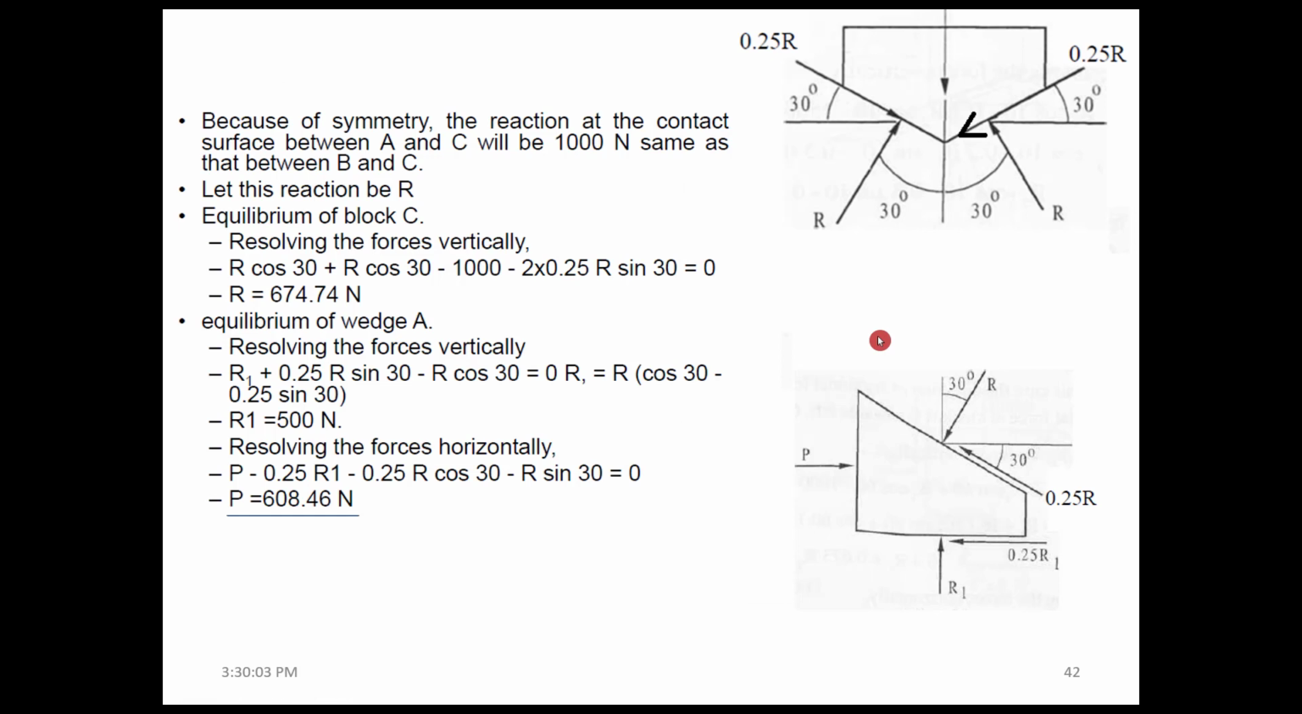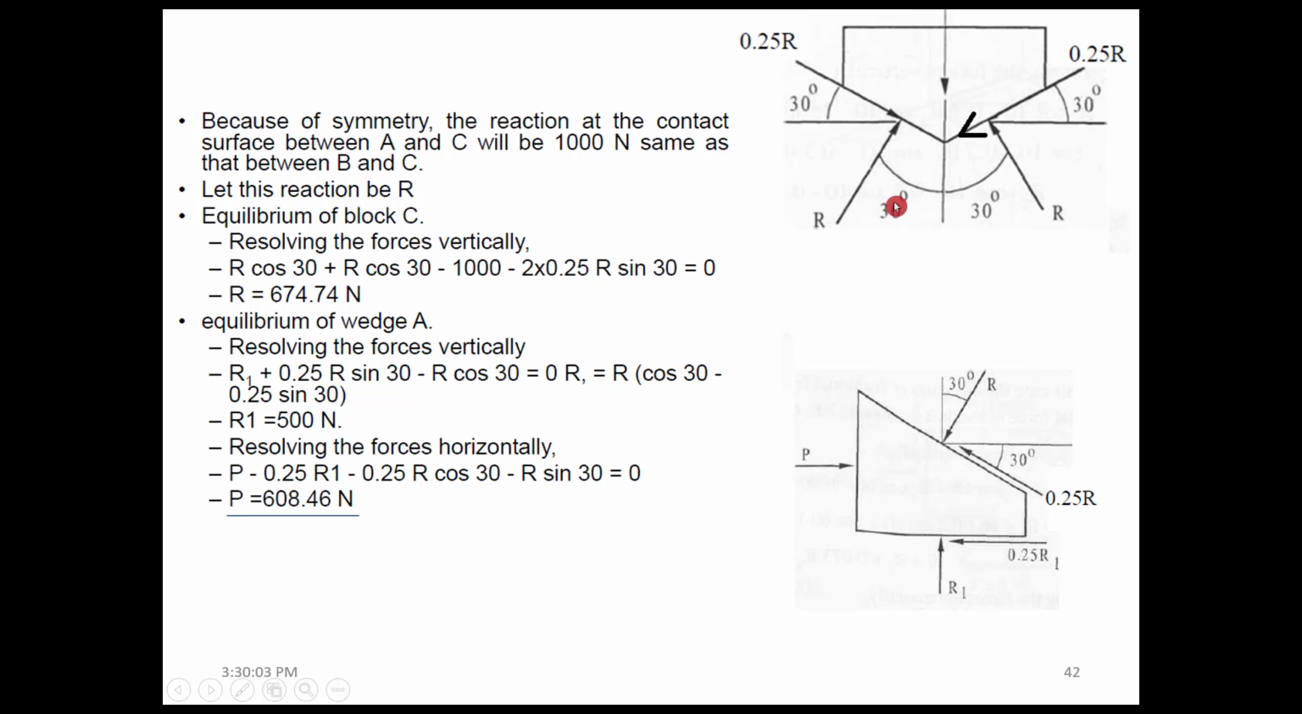Then because of symmetry, the reaction at the contact surfaces between A and C will be the same as that between B and C, and let this reaction be R. So this is actually the total system, having A and B the same, symmetric about the central axis.